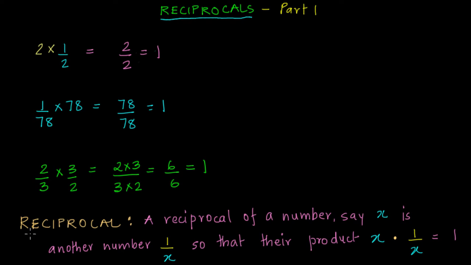So this is how it's spelled, reciprocal. And a reciprocal of a number, say x, is another number 1 over x, so that the product x times 1 over x equals 1. So if we have this definition, 0 does not have a reciprocal. So let me write that down, does not have a reciprocal. And the reason is there is no number which when multiplied by 0 that gives you 1. So 0 does not have a reciprocal.